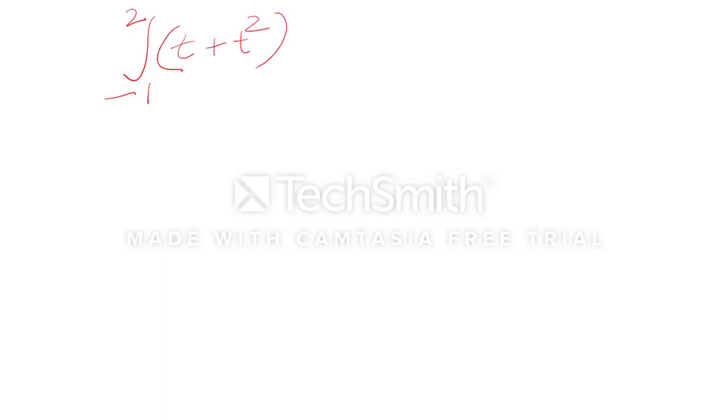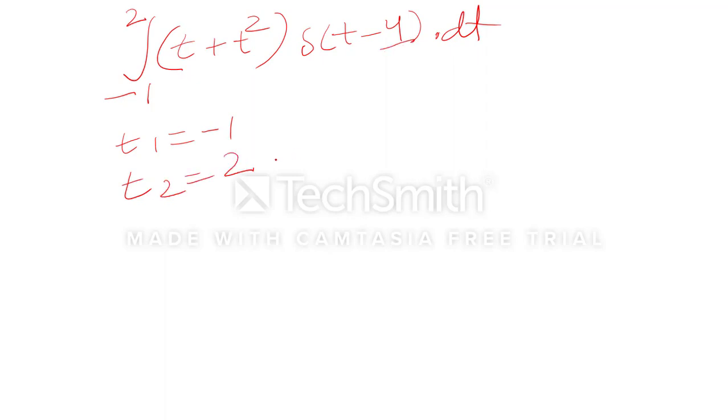Now one more numerical. Suppose I have limits from minus 1 to 2 and t plus t square delta t minus 4 dt. Again you can say that t1 is equal to minus 1, t2 is equal to 2, t naught is equal to 4, and xt is t plus t square.